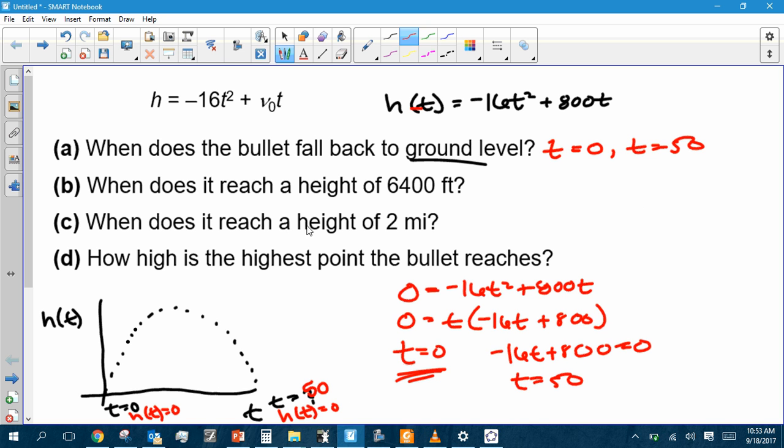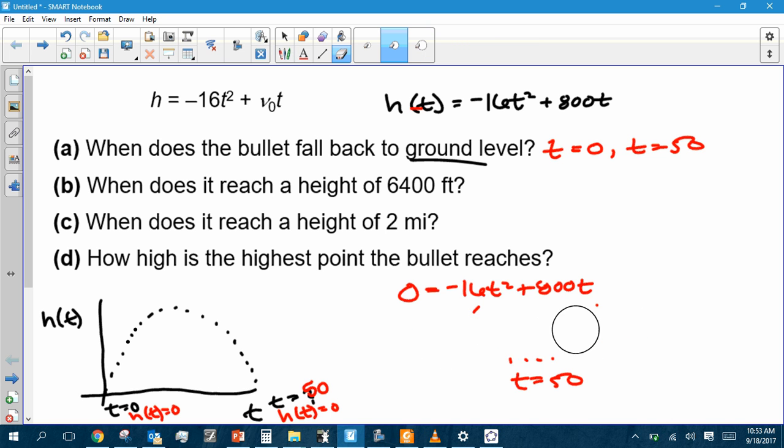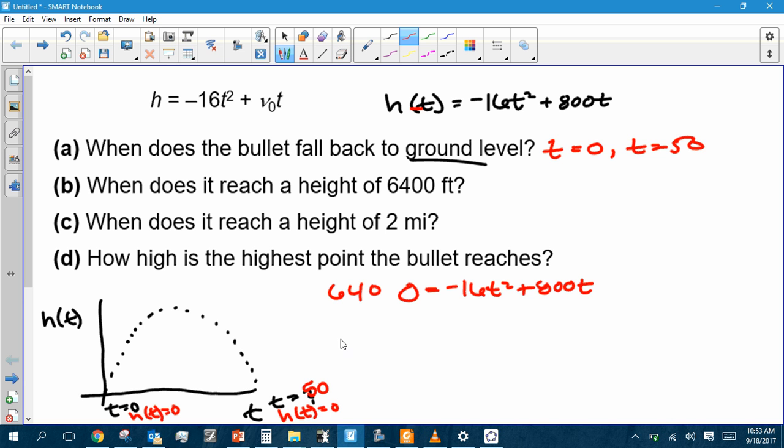Now it says, when does it reach a height of 6,400 feet? Well, it's the same question, but now instead of being worried about when this thing hits zero height, we're interested in when it hits 6,400 feet. Now it's a quadratic equation where we get 0 is equal to negative 16t squared plus 800t minus 6,400. Now you might be a person that likes to make that positive, negative, and positive. I would. And now we're going to try to factor that.